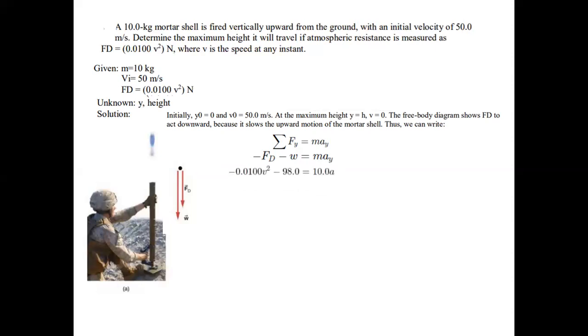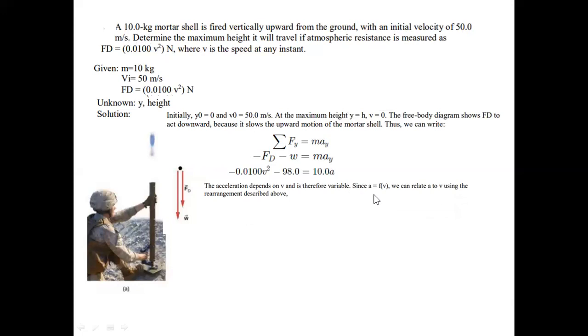Now, substituting the following values, since we are given the drag force as a quadratic equation, this is negative 0.01 v squared minus 98. How did we get the weight of the mortar shell? Our mass is 10 kilograms multiplied by the gravitational acceleration of Earth, 9.8 meters per second squared, which gives us the weight of 98 newtons. This is equal to 10 kilograms multiplied by our unknown acceleration along the vertical axis, ay. Now, the acceleration depends on v and is therefore variable.